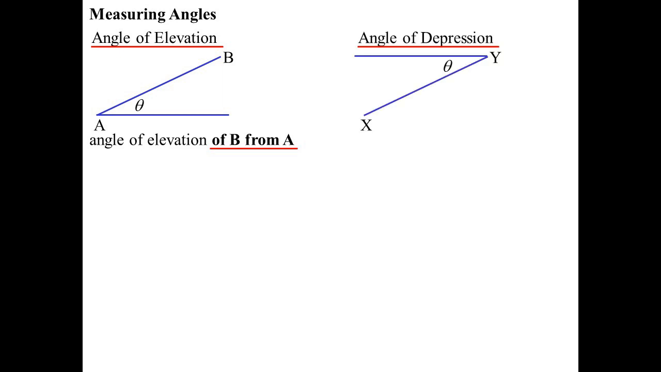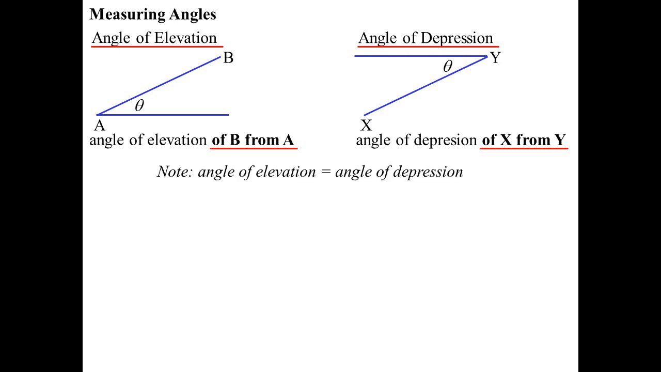Then there is angle of depression. Depression is to lower. So we lower from the horizontal. That would be the angle of depression of X from Y. Angle of elevation will always equal the angle of depression, because if you were to slide those two diagrams together, you would end up with alternate angles with parallel lines. So they will always be the same.